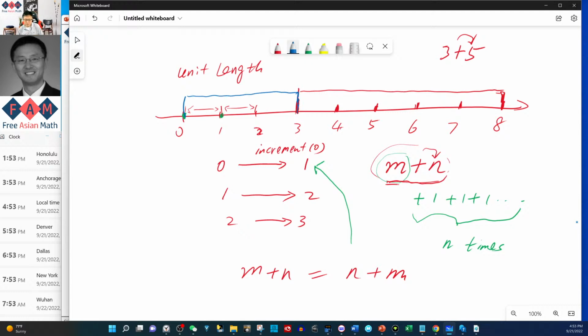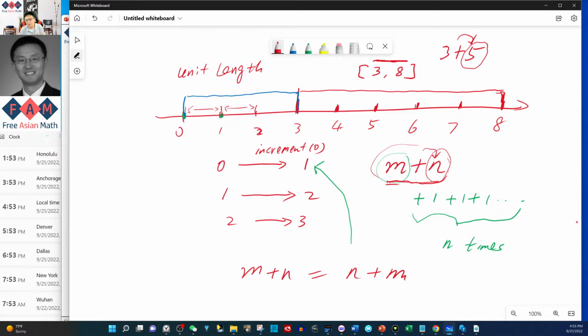Okay, so we have a line segment 3, which is from 0 to 3. Another one is from 3 to 8, right? Remember how we denote this. And the length of these line segments is actually our second number being added to the first one, that is 5. We know that.